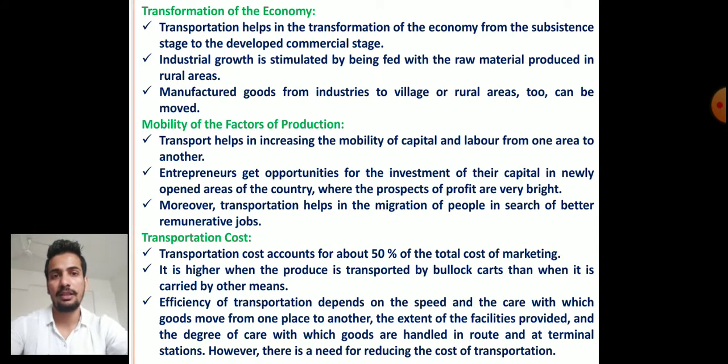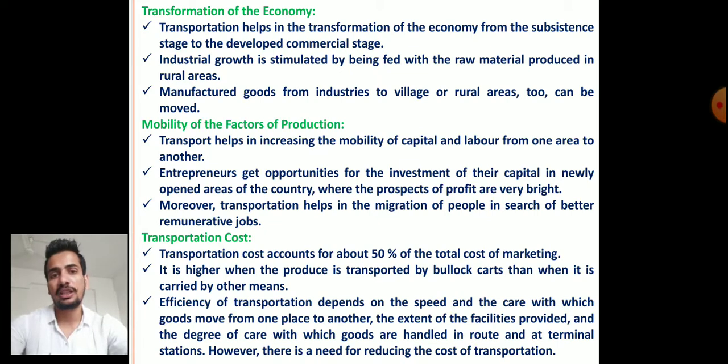So the next point is transportation cost. It is the most important cost while calculating the total marketing cost. As you know, transportation cost accounts for 50% of the total marketing cost. So it is the highest cost in the total marketing cost. Keep in mind, it may be asked in your MCQs or fill in the blanks, which cost accounts for about 50% of the total marketing cost. So transportation cost accounts for about 50% of the total marketing cost.